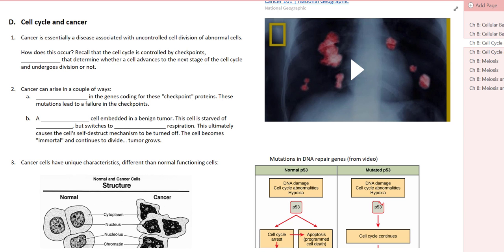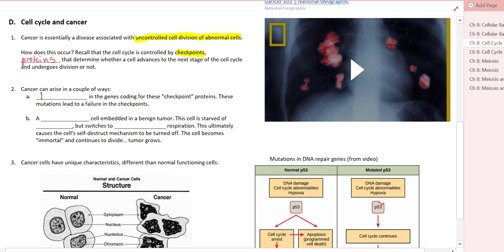But what we need to understand there is it is uncontrolled cell division of abnormal cells. All right. And so, what makes these cells abnormal in the first place? Well, recall that the cell cycle is controlled by checkpoints. And what we need to remember is that these checkpoints are proteins. They determine whether or not a cell advances to the next stage of the cell cycle and undergoes division or not. And cancer essentially arises in one of two ways.